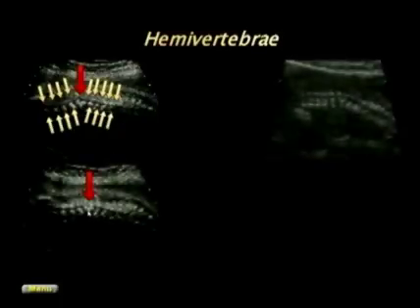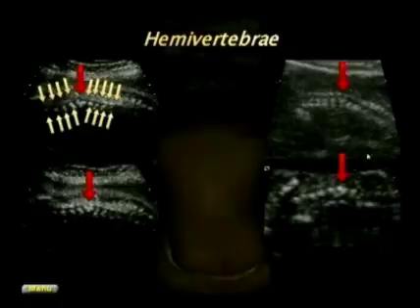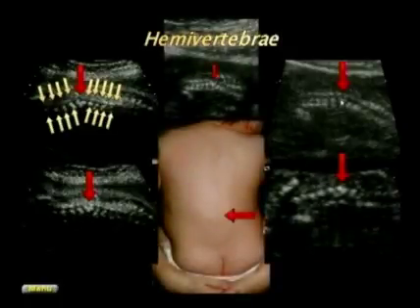This is another example here where the fusion is partial. This is another example here with unfused segment, and another one here with an unfused segment, and finally another one over here. This is the baby in the image 2 years later, and on clinical exam it is very hard to recognize that this little girl has a scoliosis.